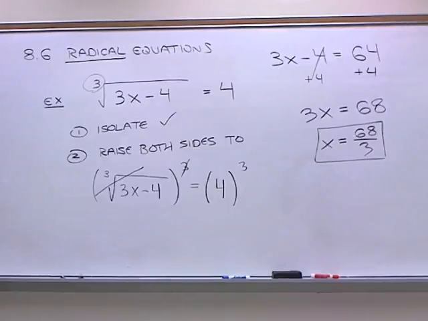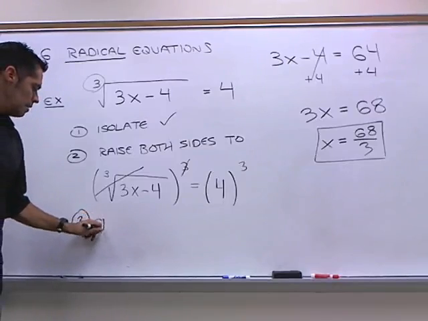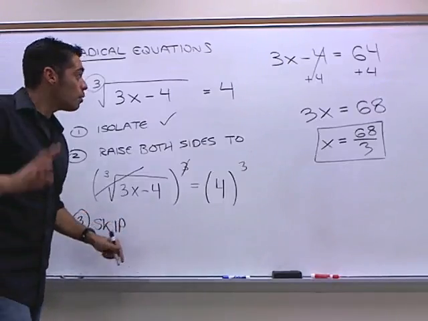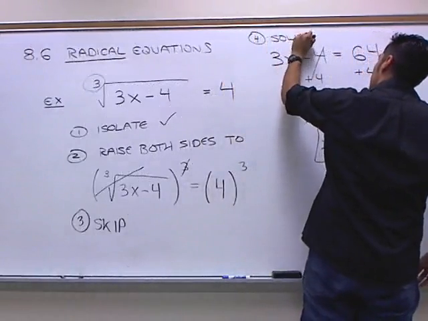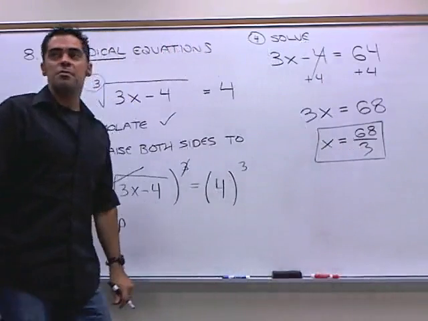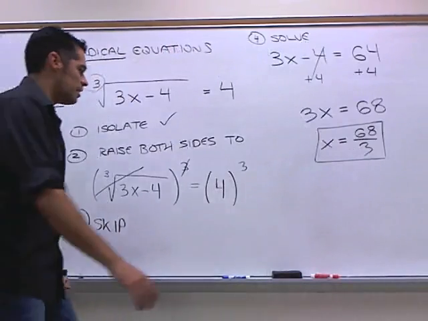Now, oh, I forgot. We isolated, we raised both sides. Repeat if necessary, right? But we always skip that. Please put that here. Skip that step. And then the fourth step was the solving, right? Got ahead of myself, because we have a fifth step that we haven't done, which is to what? Check. Okay, so let's check it.